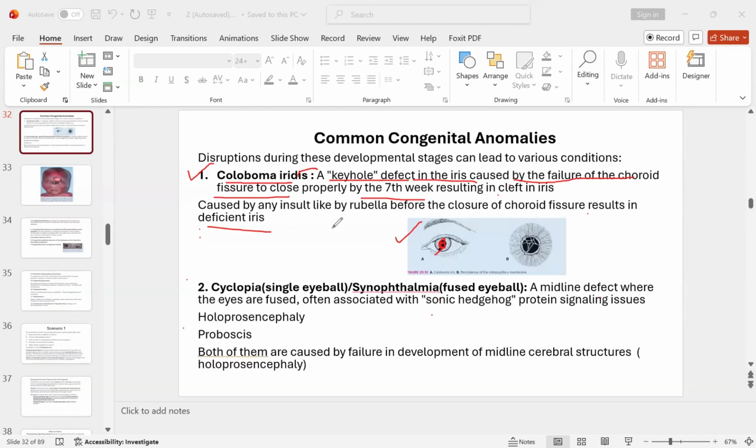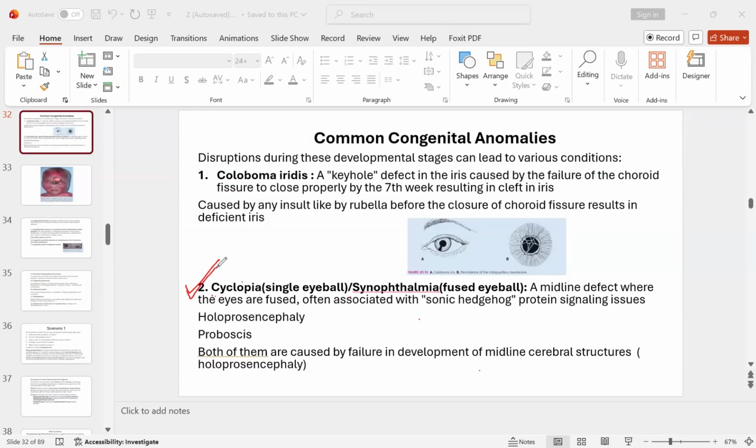One thing I would like to mention here is that maternal rubella infection before the closure of choroid fissure results in Coloboma iris. So you must remember this: if the mother has contracted rubella virus before the closure of choroid fissure, then this will result in Coloboma iris in the newborn.